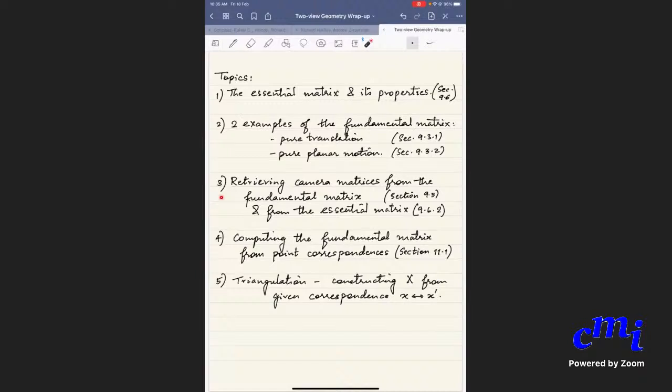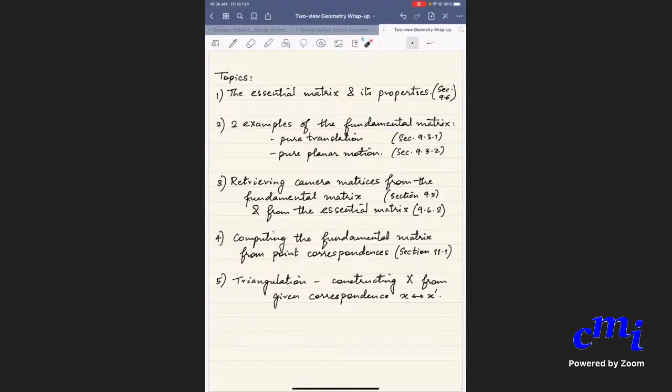Number three, this is what I want to talk about: retrieving camera matrices from the fundamental matrix and from the essential matrix. This is an important point. Then computing the fundamental matrix from point correspondences. And finally, a little bit about reconstruction. I don't know how much of this we will be able to cover, but I'm just trying to give you some idea of triangulation. And as I said, later after we do some image processing, we can come back to this idea.